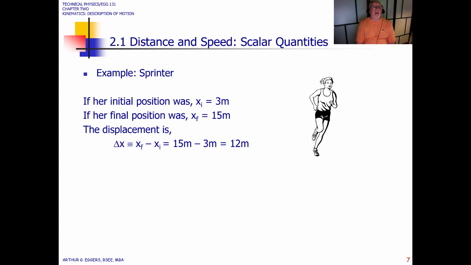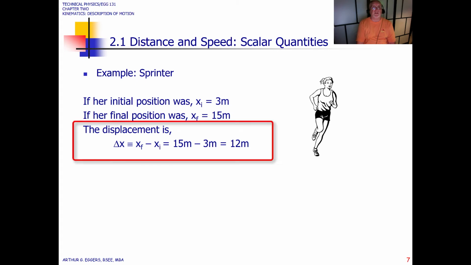So if we look at an example here of a sprinter, if her initial position was at 3 meters, if her final position, x final, was equal to 15 meters, and we take these two values and we plug them into the relationship, delta x is equal to x final minus x initial. 15 meters minus 3 meters is 12 meters. So we have a positive displacement in this case of 12 meters.